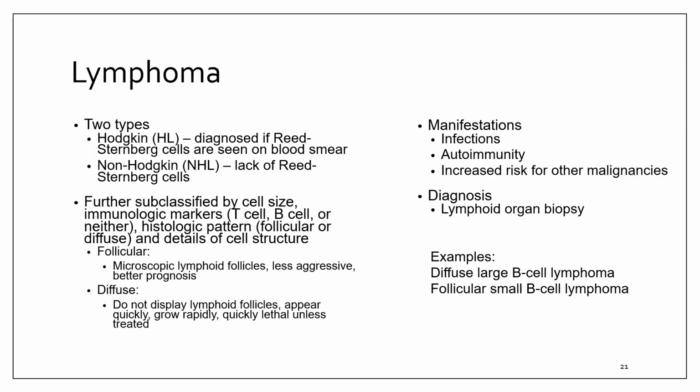So examples you'll hear constantly: diffuse large B-cell lymphoma would be aggressive, the most common non-Hodgkin's lymphoma. It's treatable but fast-moving. Then there's follicular small B-cell lymphoma. This is slower, chronic, and often relapsing. Again, same lineage, completely different outcomes.